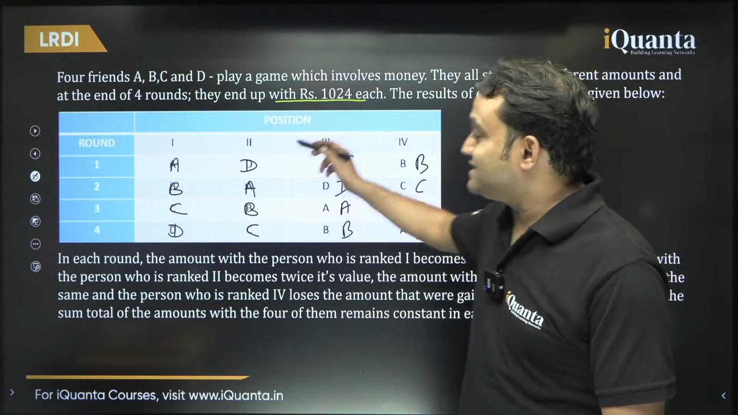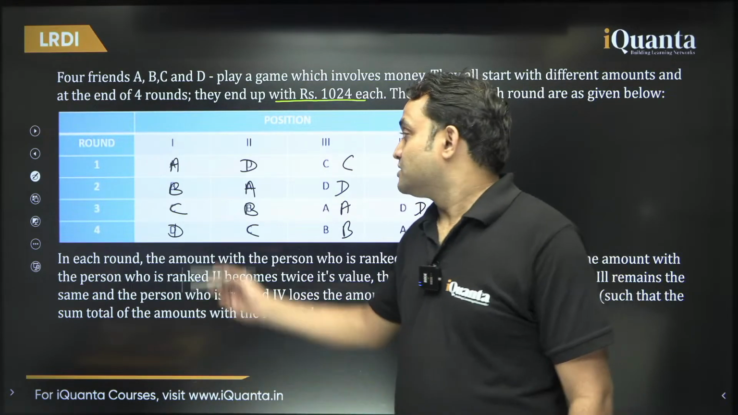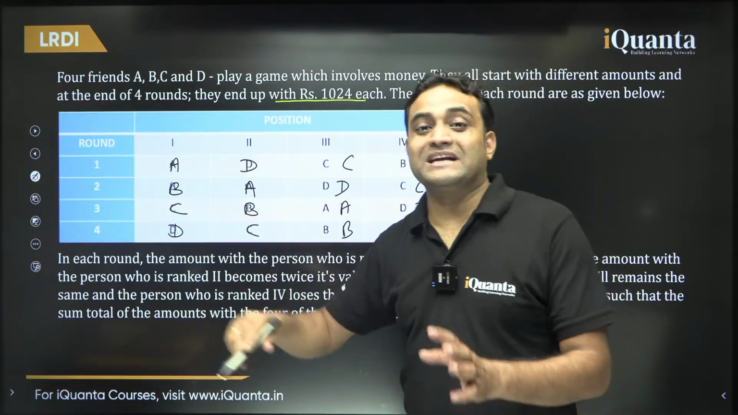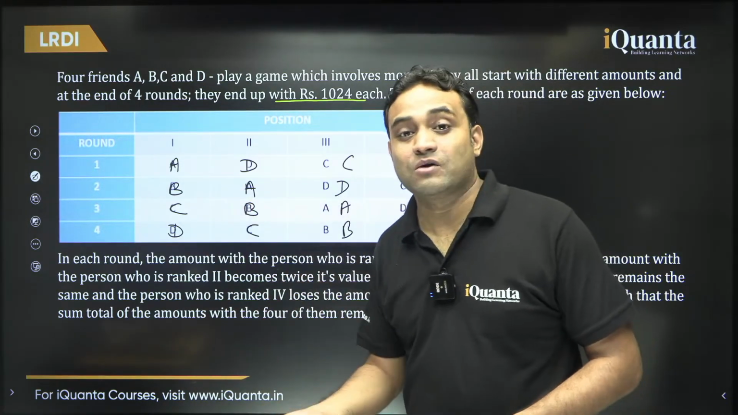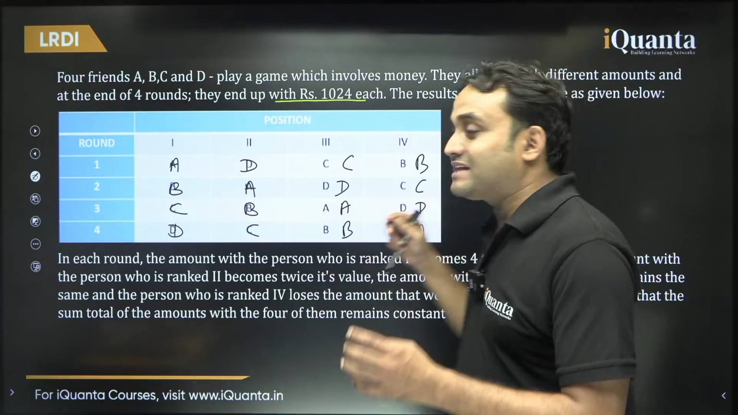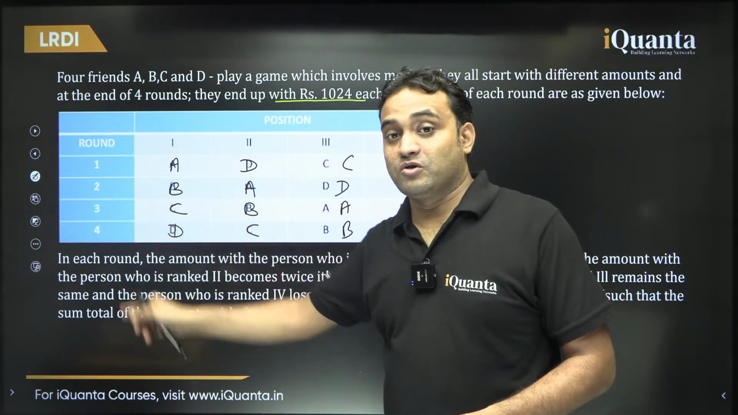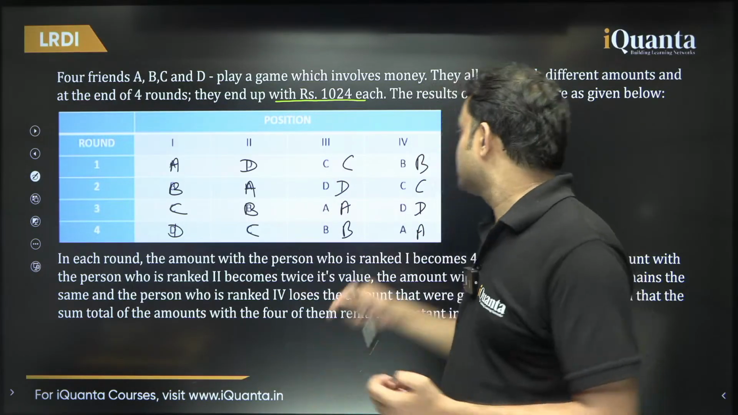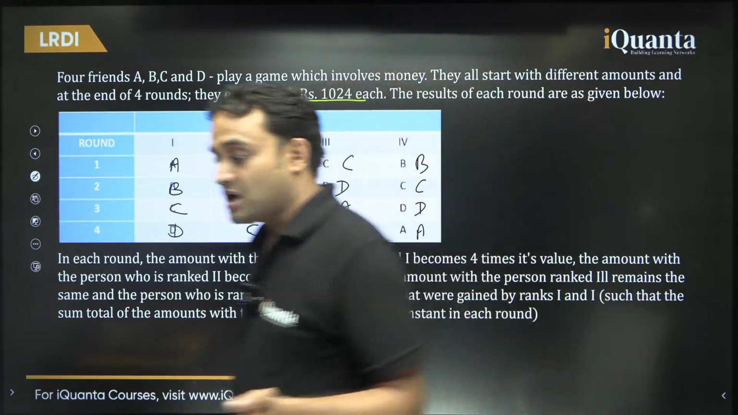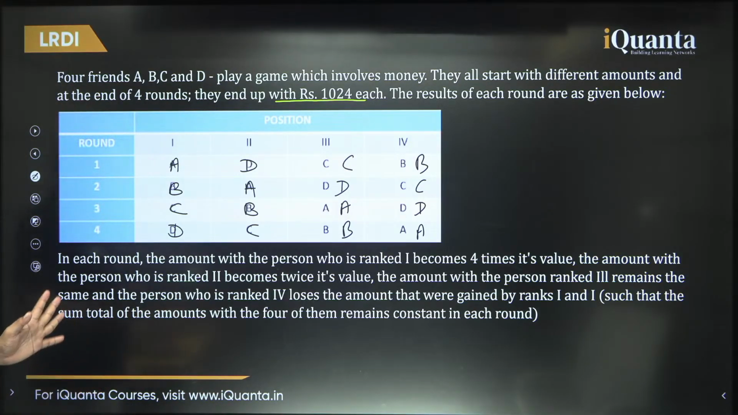So basically, these are the ranks before, right? These ranks are before they played the first round of the game, ranks before they played the second round of the game. So when they start the game, A had the most amount of money, D had the second most, C had the third most, and B had the fourth most amount of money. B had the least amount of money. I hope that is clear.